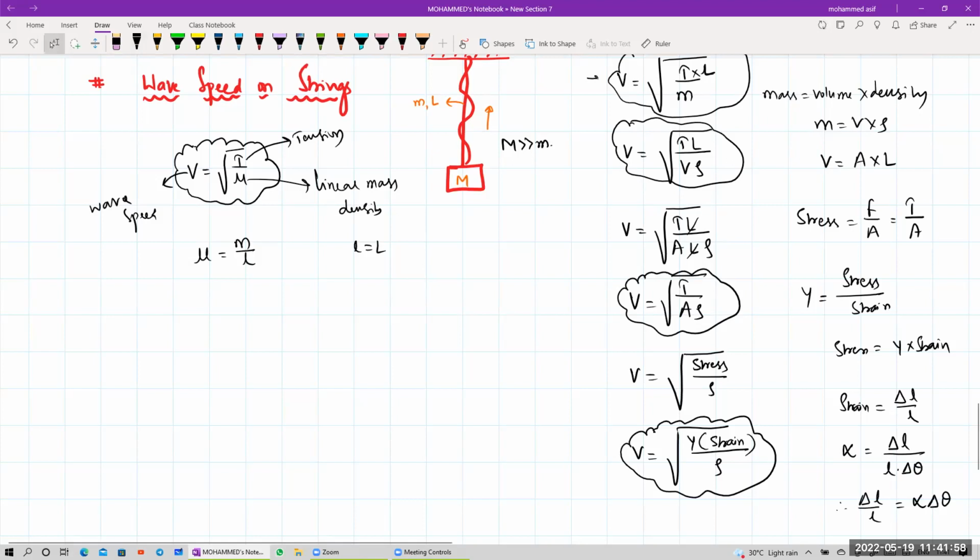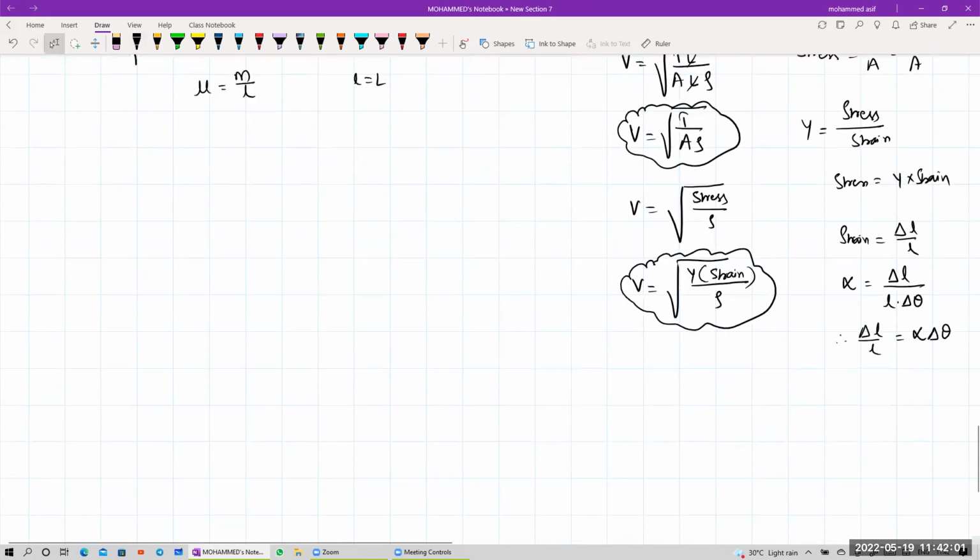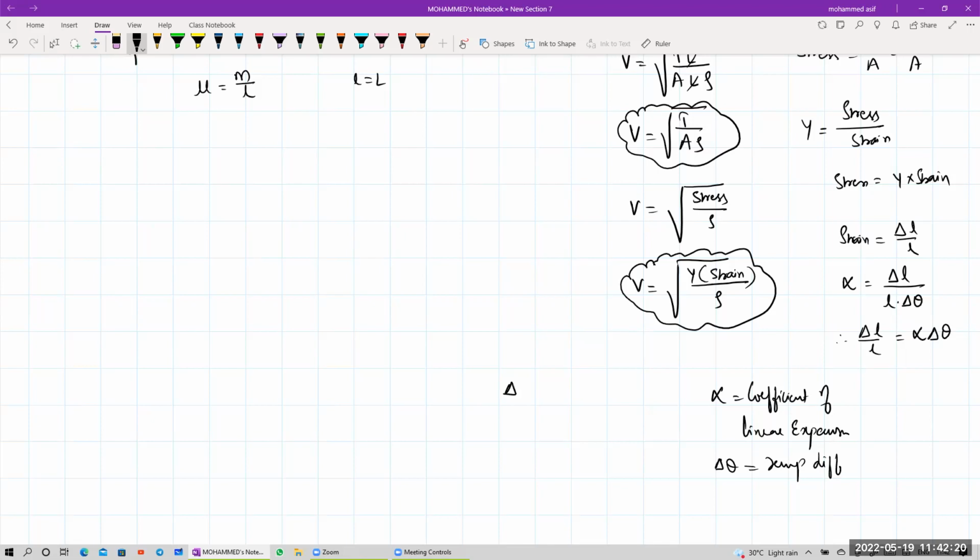What is alpha, beta? Alpha is known as the coefficient of linear expansion. This comes in the heat chapter, first year. And delta theta is your temperature difference. And delta L is what, beta? Delta L is your change in length. And L is nothing but what, beta? Original length. Clear? Yes, sir.